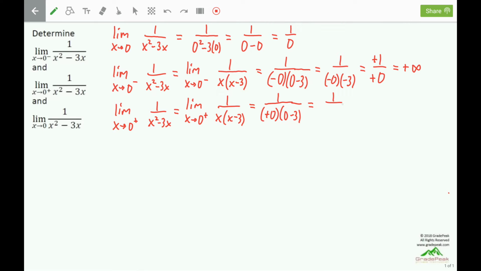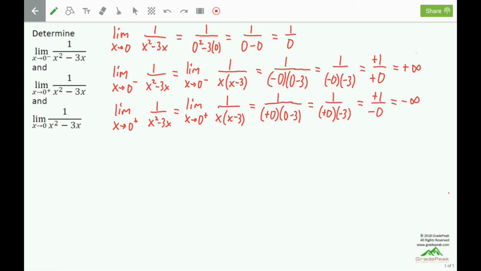This will give 1 over a positive 0 times a negative 3. The numerator is a positive 1. The denominator will be a positive times negative, which is negative 0. A positive over a negative is a negative. A non-zero over a 0 is an infinity. And there's the results of the left-sided and right-sided limits.